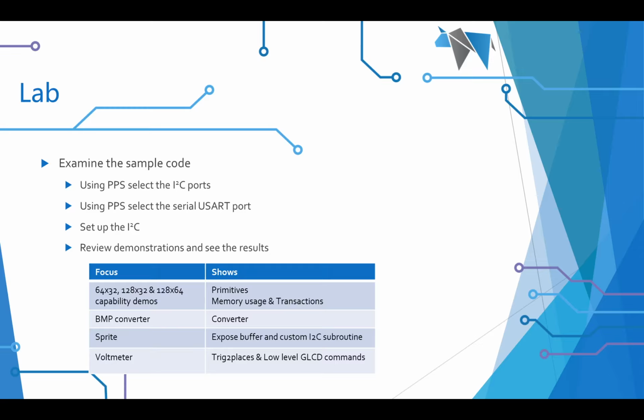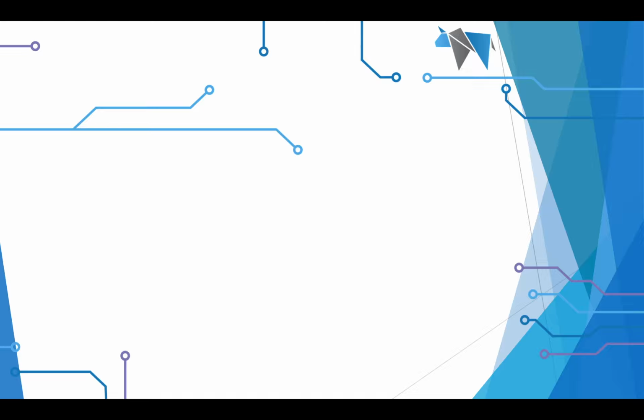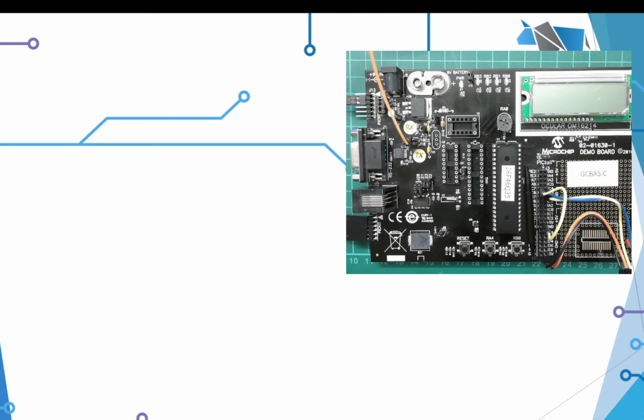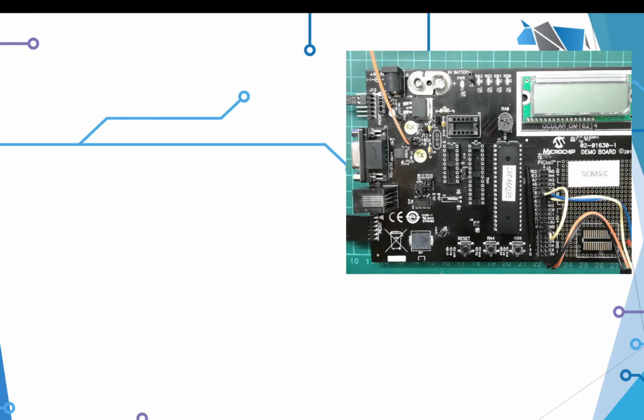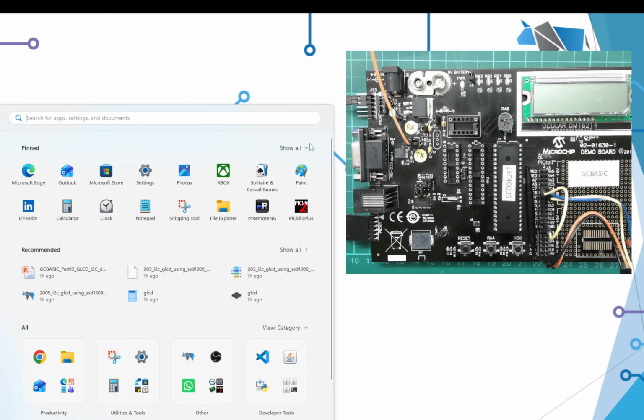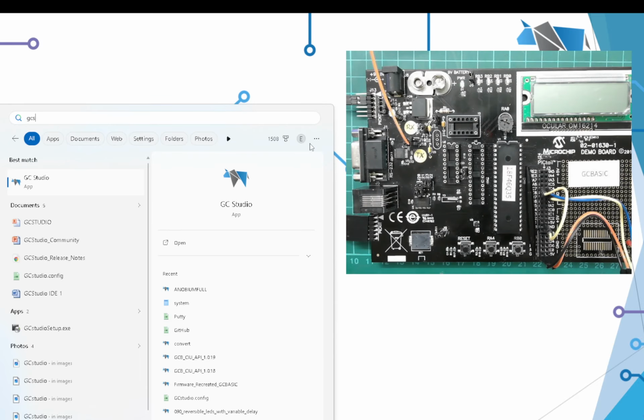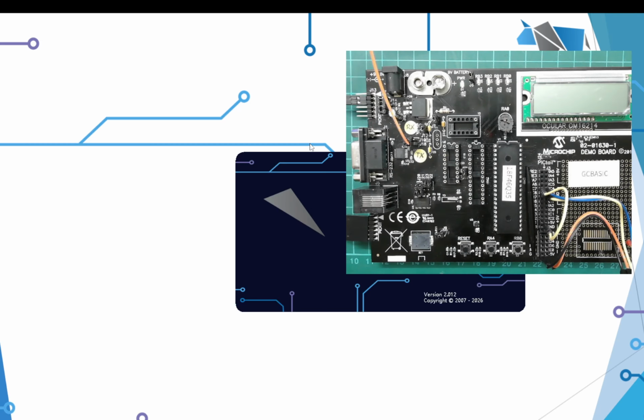So what we're going to do is have a quick recap on PPS, set up the I²C, and then we'll go through a series of demonstrations in the time that we've got available. So with that, let's go out to desk cam, and here it is. That's the camera. There it is sitting there. What I'm going to do is go straight to GC Studio. Have I got it running? No, GC Studio. And we are just going to recap what we did.